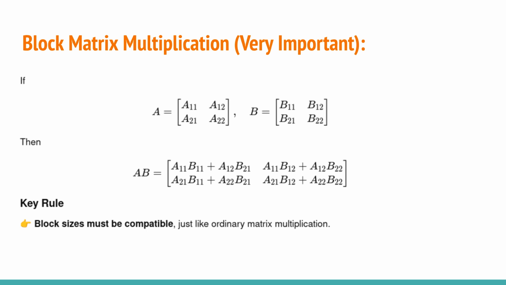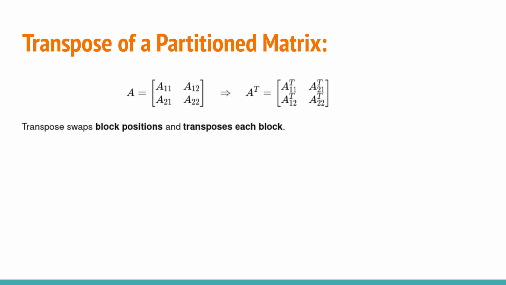Block matrix multiplication is very important. When multiplying two partitioned matrices A and B, the block sizes must be compatible, just like in ordinary matrix multiplication. For the transpose of a partitioned matrix, you swap the block positions and transpose each individual block, as shown in the example.